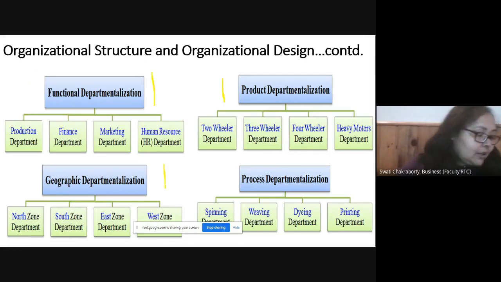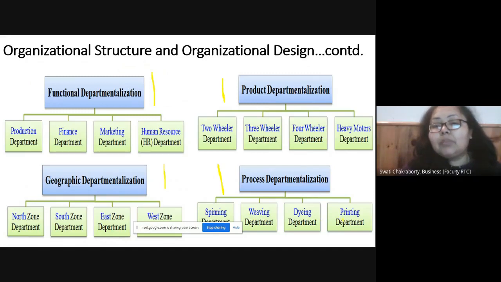Geographic departmentalization is talking of categorizing or grouping of the jobs based on the territory or geographies in different zones. Process departmentalization is categorizing the jobs based on the product or customer flow. So, what are we talking about here? See, we're talking of the weaving department, dyeing department, printing department, spinning. So it's the process.